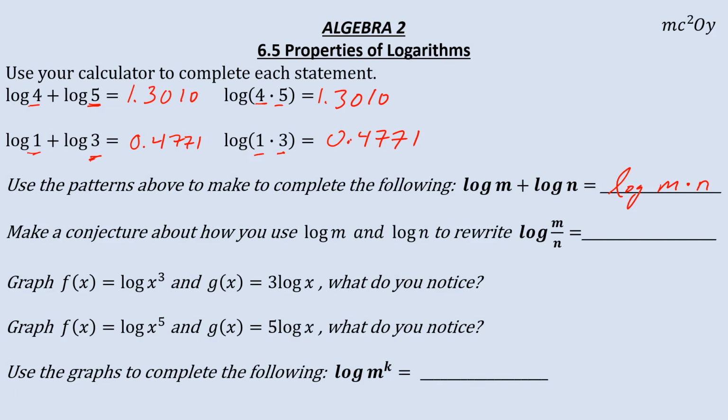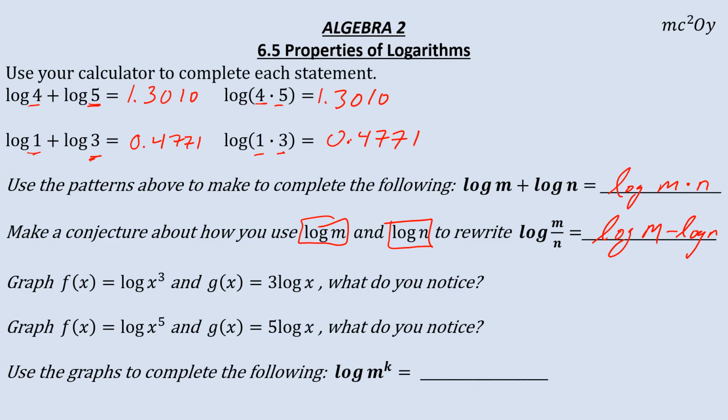So a conjecture we could make, just from what we know about math, is if we take log of m and log of n and rewrite it as log of m divided by n, well, you can piece these two together. If you're multiplying, you're actually adding the logs. So if we have division, we are actually subtracting those two. So that would be log m minus log n. Let's demonstrate two properties that we deal with in Algebra 2 here with logs.